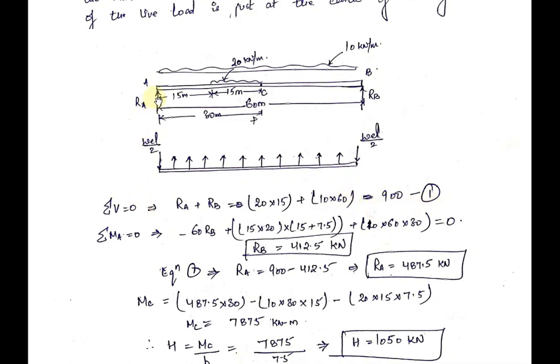Now take the bending moment at point A equal to 0. If you take the moment at point A equal to 0, the first load is suppose RB.